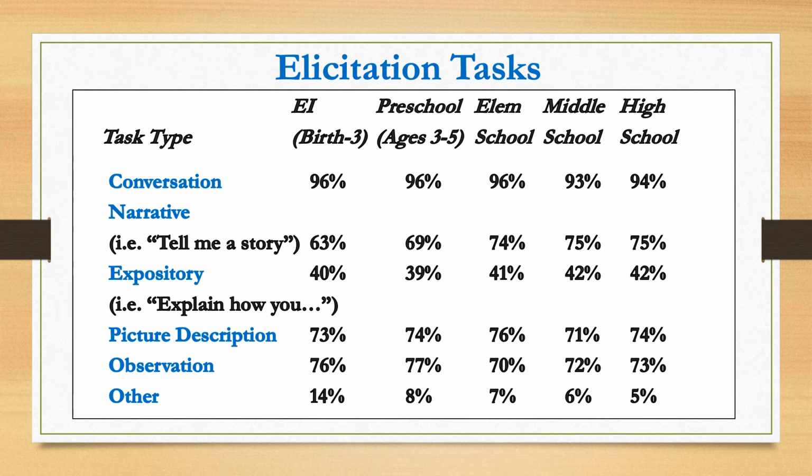Across all ages, and this slide shows you it's disaggregated by ages, so we have birth to 3, 3 to 5, and then elementary, middle, and high school. Across all ages, the most frequently reported task that SLPs use is conversation, and that ranges from 93% of our middle school SLPs using conversation all the way up to 96% of our birth to 3, 3 to 5, and elementary school-based SLPs using conversation.